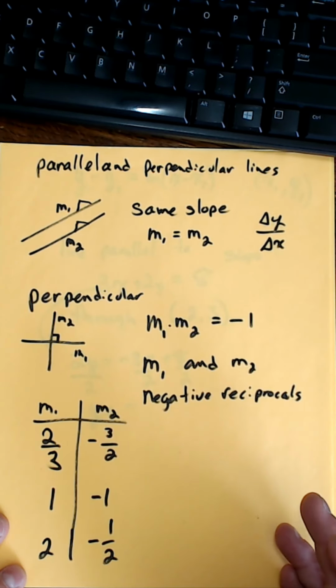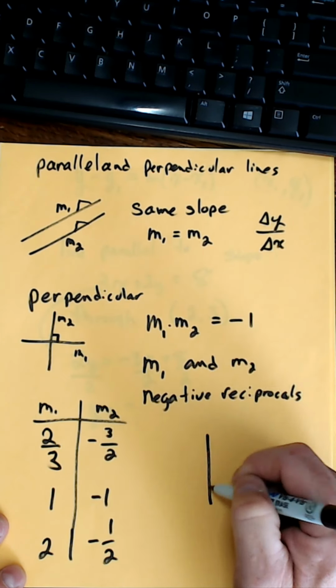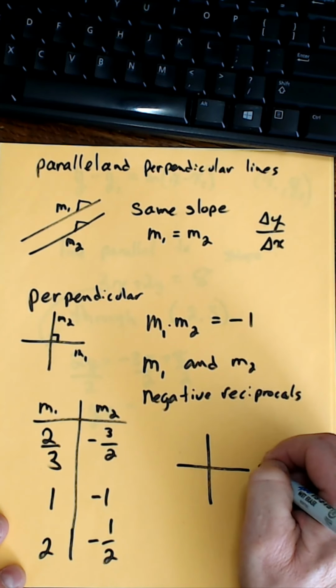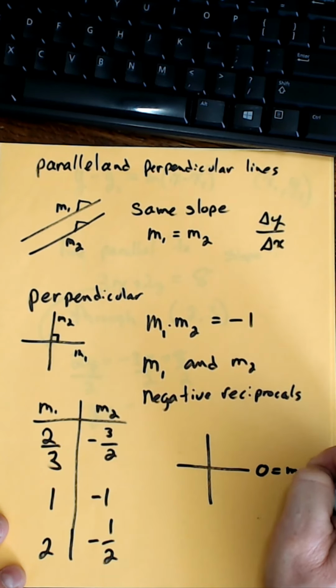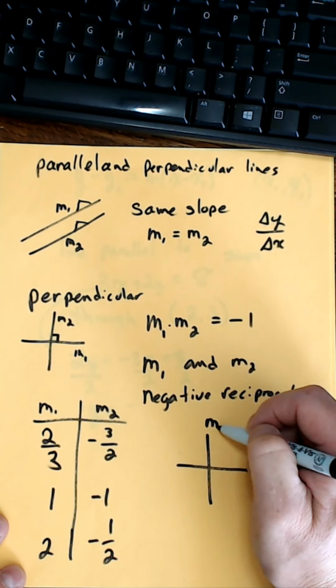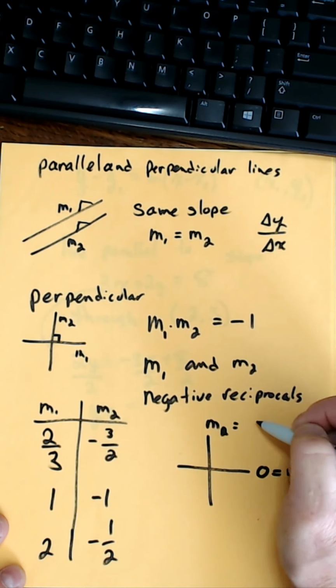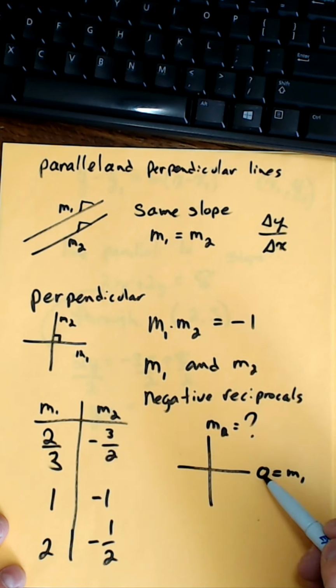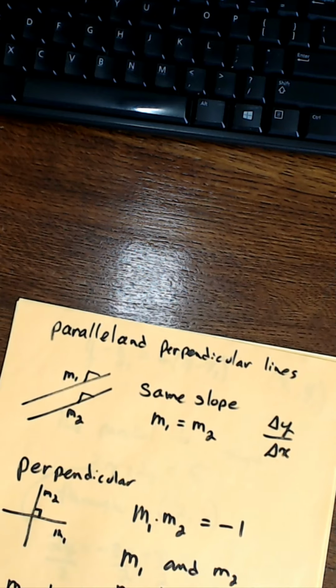Now this is with the notable exception of horizontal and vertical lines. The slope of a horizontal line is 0. The slope of a vertical line is undefined, so we don't know what that is because we can't take the reciprocal of 0.